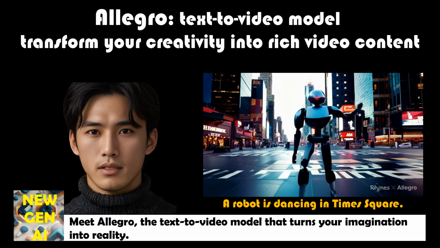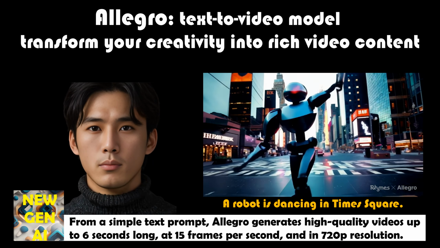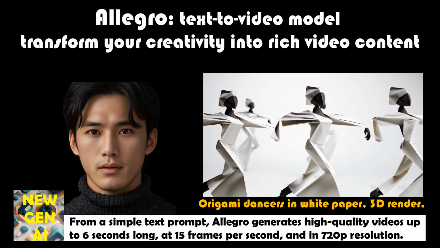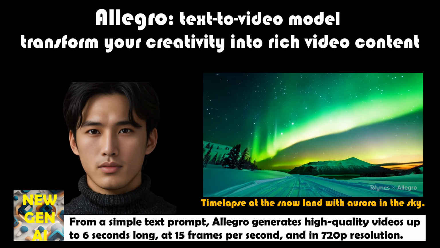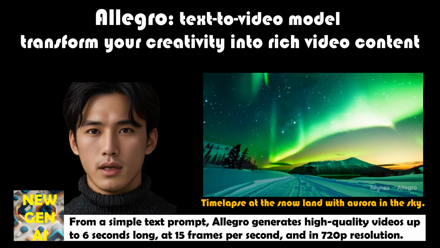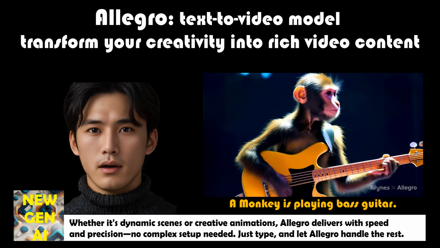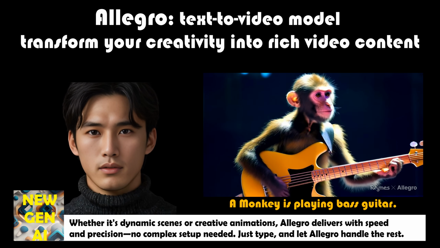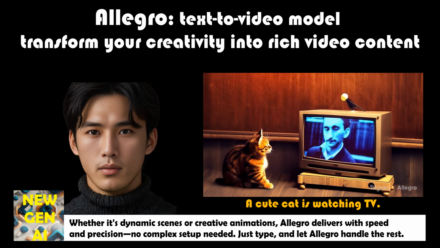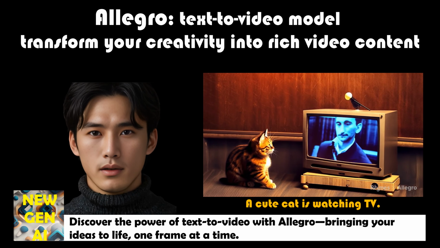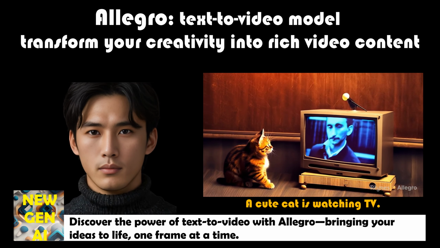Meet Allegro, the text-to-video model that turns your imagination into reality. From a simple text prompt, Allegro generates high-quality videos up to 6 seconds long at 15 frames per second and in 720p resolution. Whether it's dynamic scenes or creative animations, Allegro delivers with speed and precision, no complex setup needed. Just type and let Allegro handle the rest. Discover the power of text-to-video with Allegro, bringing your ideas to life one frame at a time.